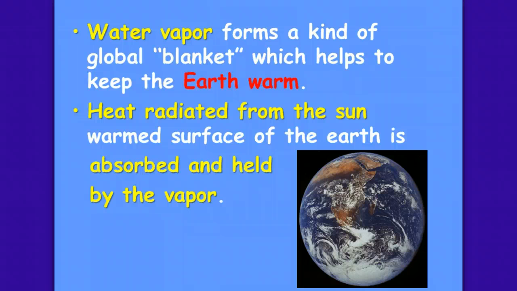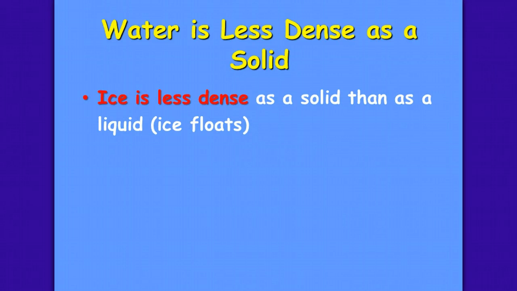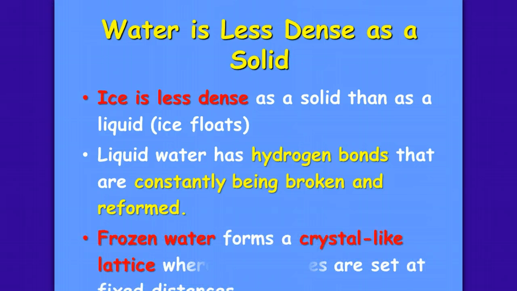So water vapor forms a kind of global blanket which helps to keep the earth warm. The heat radiated from the sun warms the surface of the earth and is absorbed and then held by the water vapor. Now, we all know that ice is less dense as a solid than as a liquid. That's why ice floats.